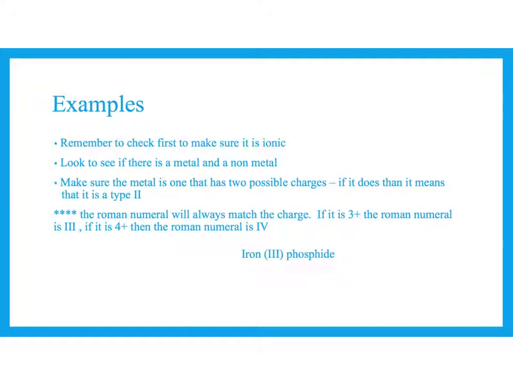So remember to check first to make sure that it is ionic. Make sure that you can find a metal on this side of the staircase, and a non-metal on this side of the staircase. Make sure that it is one of those ones where the box is split in 2, meaning that it has more than one possible charge. If it is, then it's going to be a type 2 ionic compound.